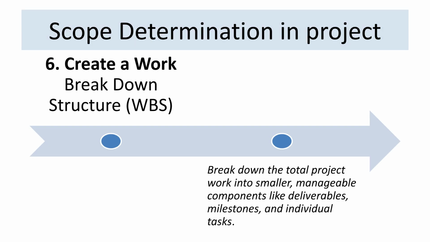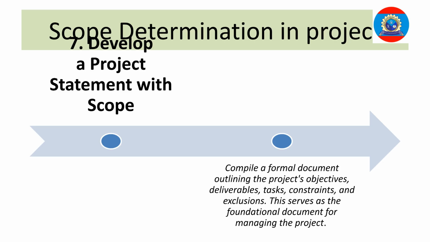Step 6 is to create a work breakdown structure, or WBS. Break down the total project work into smaller, manageable components like deliverables, milestones, and individual tasks. The seventh step is to develop a project statement with scope. This formal document outlines the project's objectives, deliverables, tasks, constraints, and exclusions, serving as the foundational document.